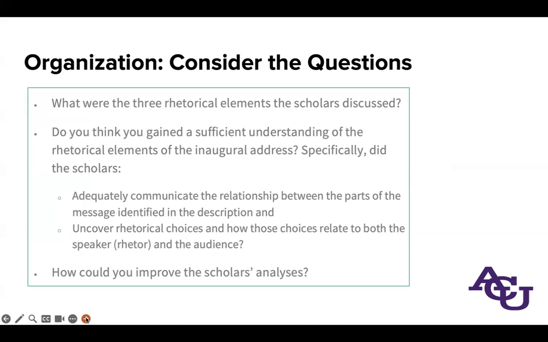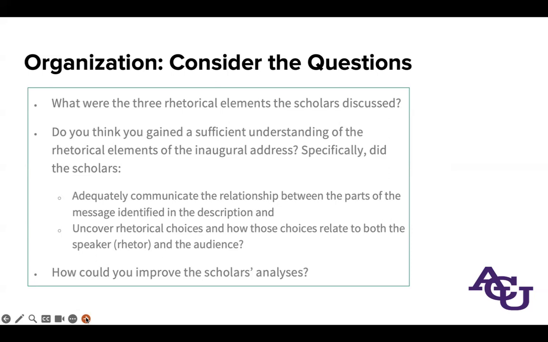Second, do you really think you gained a sufficient understanding of the elements of the inaugural address? Again, you're not critiquing Joe Biden's 2020 inaugural address. You are critiquing the rhetor's rhetorical analysis, the elements that they use to be able to explain to you, or in their attempt to explain and get you to buy into what they're saying, of that inaugural address.